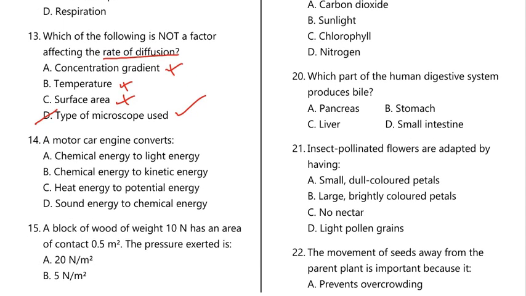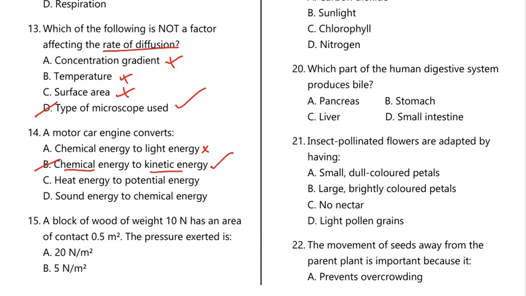14. A motor car engine converts chemical energy to light energy? No. Chemical energy to kinetic energy. We have heat energy to potential energy, sound energy to chemical energy. We are talking of fuel, which is being converted to run the machine, that is to rotate the moving parts. So fuel will have chemical energy being converted to kinetic energy, causing the car to move. So B is the right choice.